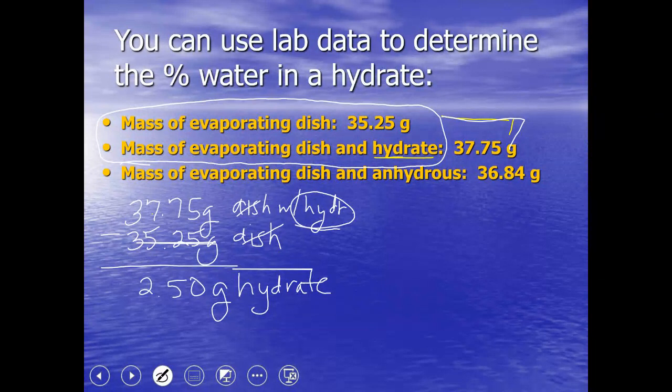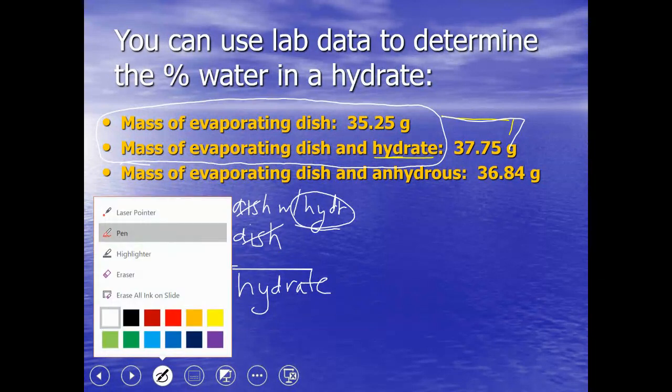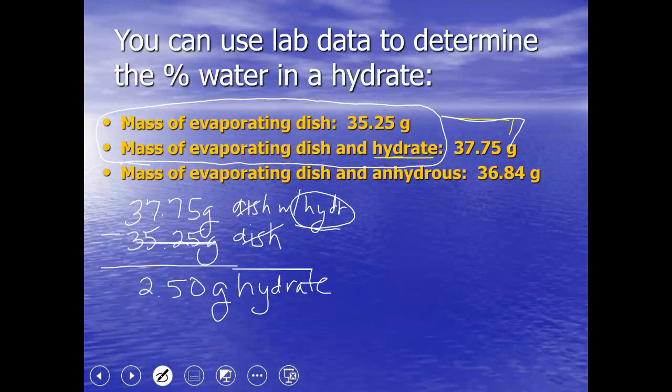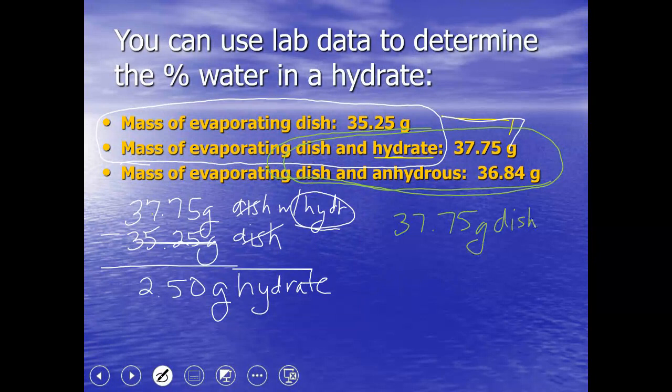And then the way to figure out how much water is lost is to take the difference between these two. Because here, the 37.75 grams, this is the dish and the hydrate, right? And the 36.84 grams, this is the dish and the anhydrous. Well, the difference is how much water was lost during the heating.